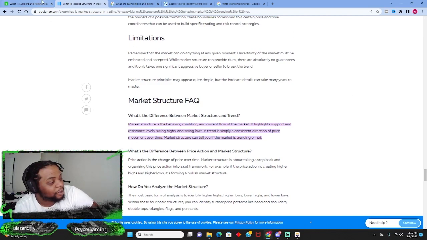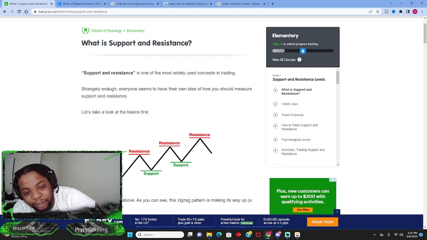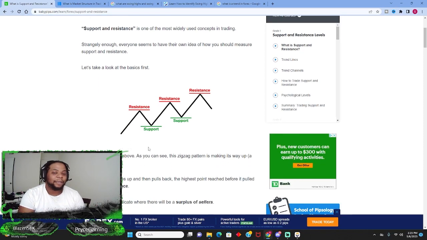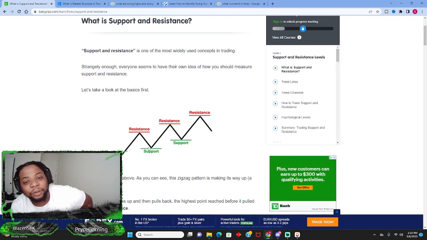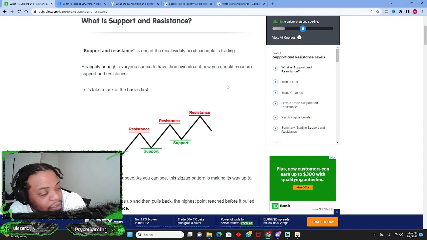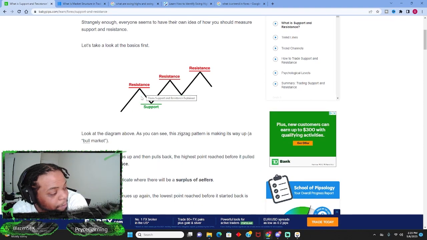So without further ado, we touched on support and resistance on the last one. Couldn't find another place to find a better support and resistance, so we're gonna do it from Babypips. Support and resistance is one of the most widely used concepts in trading. Strangely enough, everyone seems to have their own idea of how you should measure and trade support and resistance. Let's take a look at the basics first. Look at the diagram, you see a zigzag pattern. When price moves up, then pulls back, the highest point reached before it pulled back is now resistance. So basically what they're saying is price pushes up, this peak right here is the resistance.